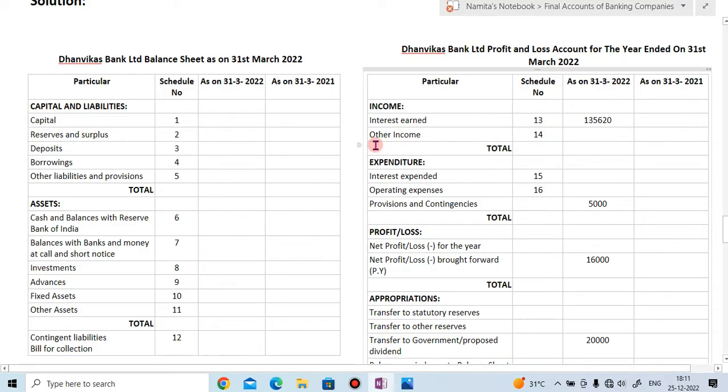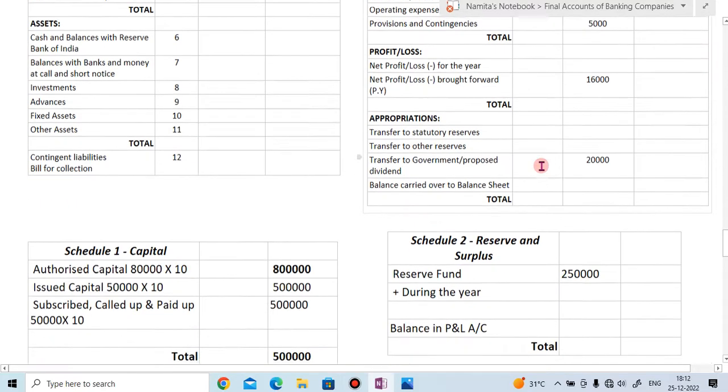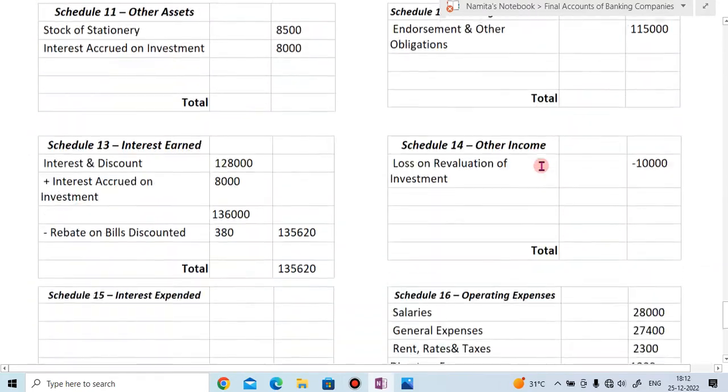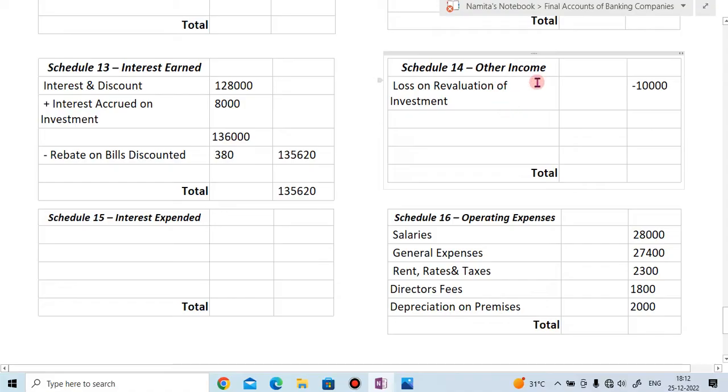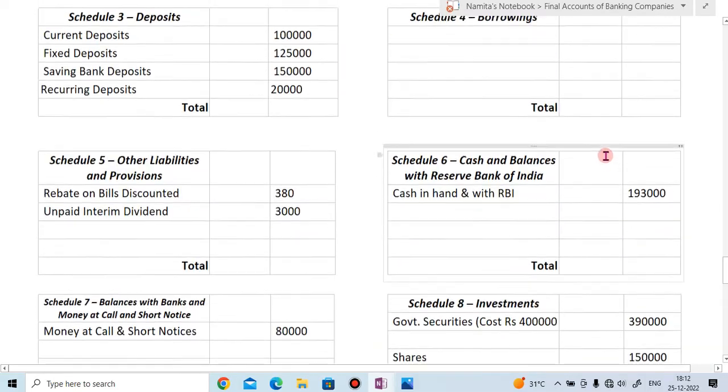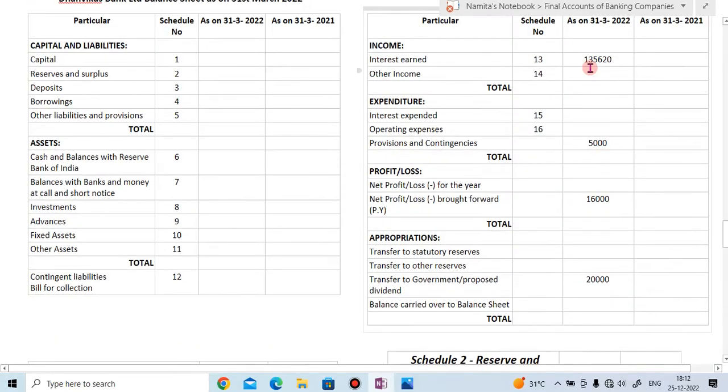Now next is what? Other income, schedule number 14. Close the schedule number 14. Now schedule number 14 is what? Loss. Already it is in minus. 10,000 is the loss. So total of schedule number 14 is minus 10,000.